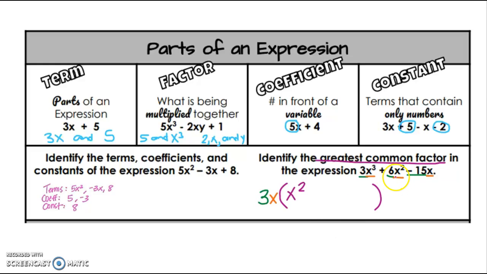When I take 6x squared and I divide out the 3 and I divide out one of the x's, I'm left with 2 and one of the x's. And then in my last term, negative 15 divided by 3 gives me negative 5. And then this x divided by x gives me nothing left over, so I'm done. Now this question just said identify the greatest common factor. So technically your answer is just 3x, but I went ahead and finished it out by factoring all the way.